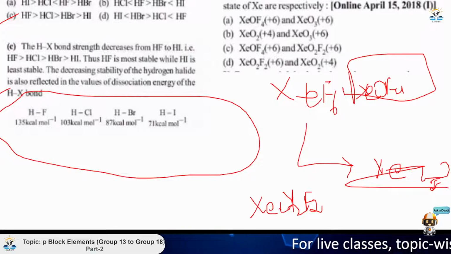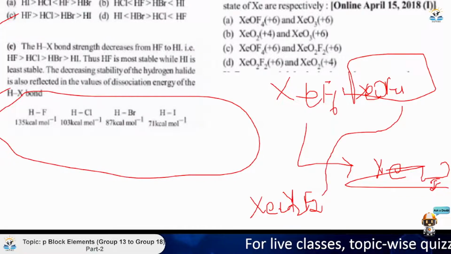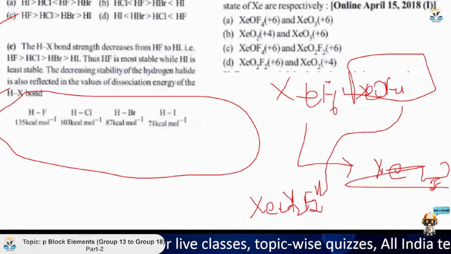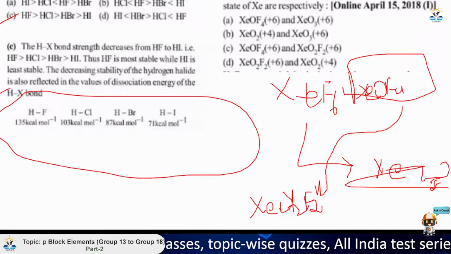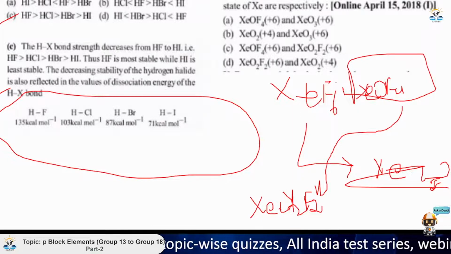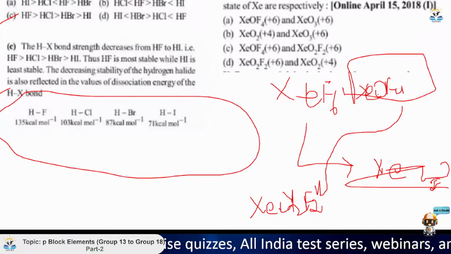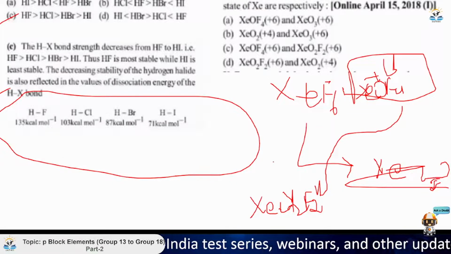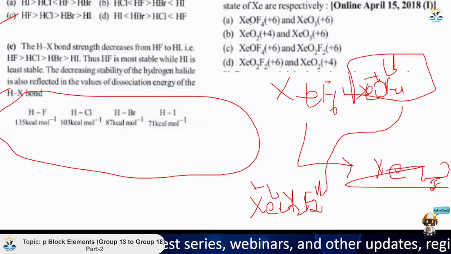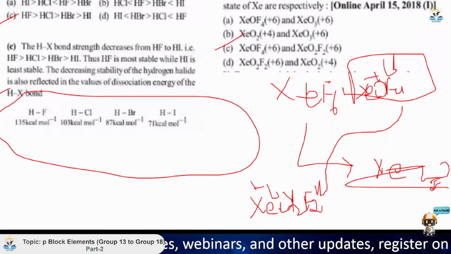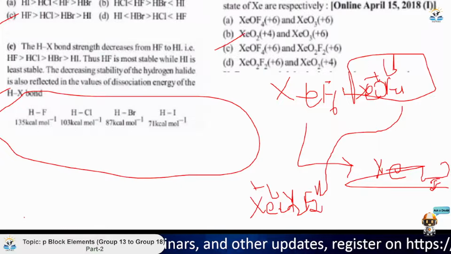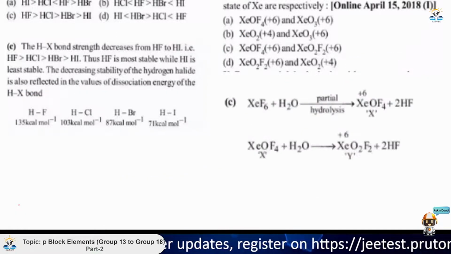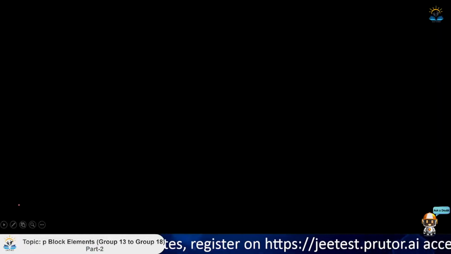And then when you take this and hydrolyze it again, you'll get XeO3. Okay, and you can pretty much calculate the oxidation numbers. These are actually pretty simple compounds to calculate the oxidation number. XeOF4 has a +6 oxidation number, and even XeO2F2 has a +6 oxidation number. So that is option C. Okay, so let me just clear this screen and show you the solution. And that is pretty much the solution over here.